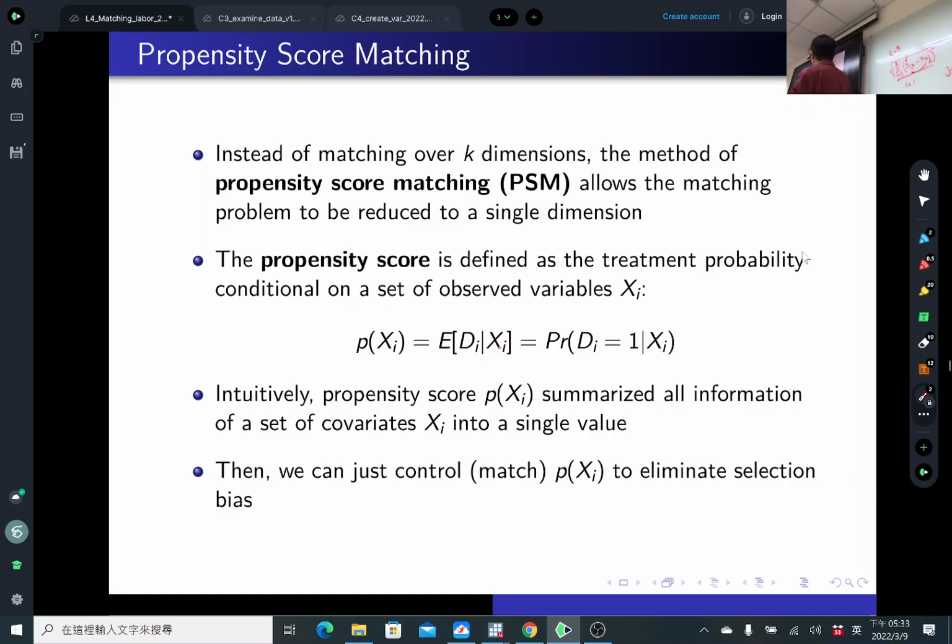The intuition is that the propensity score is based on the 10 characteristics. It summarizes the effect of these k variables. So this is a kind of summary measure for these k variables. That's why this can work. Okay, so any questions?